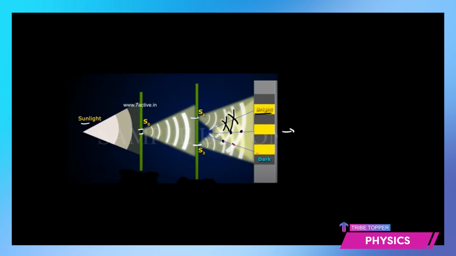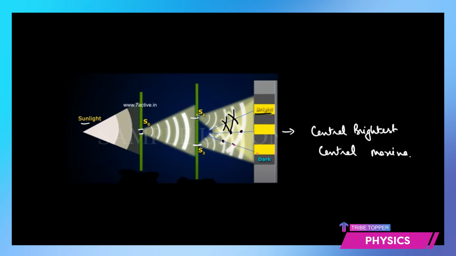This point is known as the central brightest spot, or the central maxima, where the two waves from the slits S1 and S2 interfere absolutely constructively. Then on the sides, this happens alternately. At some points you get bright spots, at some points you get dark spots, and these happen alternately, as you can see here.